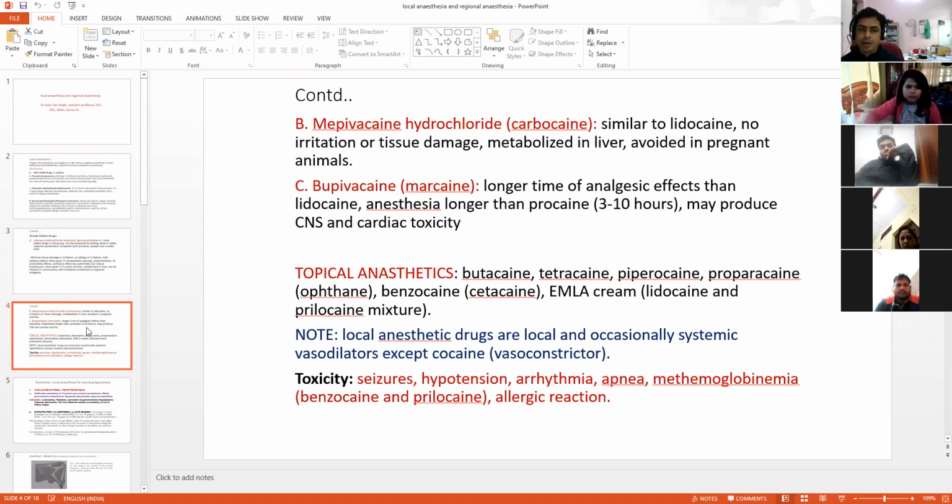Other drugs are mepivacaine, bupivacaine, and topical anesthetics. Most commonly, a cream is available for this. For ophthalmic use, the most common drug is proparacaine, which is used to achieve topical anesthesia of the eye. Suppose you are interested in an ophthalmic examination, then proparacaine is the most commonly used local anesthetic. Different creams of lidocaine and relocaine are also available in the market.